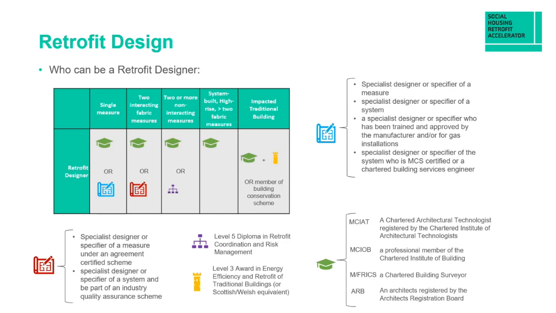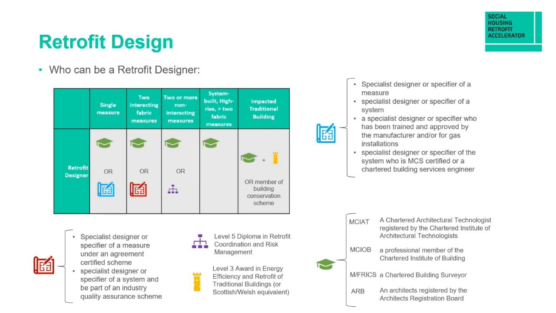Now, who can be a retrofit designer has again changed in the new PAS 2035 standards, and it's set out on the slide here. They provided a useful chart with guidance around the qualifications required, depending on how complex your retrofit is going to be. For a single measure, you can use an architect, but it could be a specialist designer or specifier for that particular measure or system. For example, if it's an air source heat pump, it could be a supplier or specifier who's MCS certified, or a chartered building services engineer.